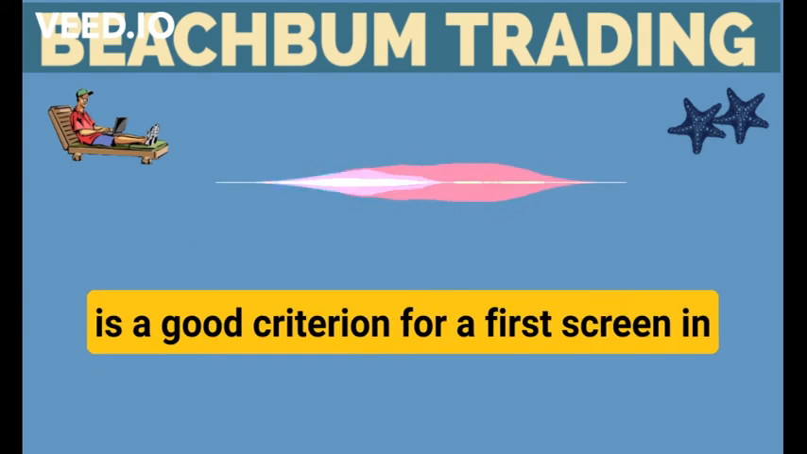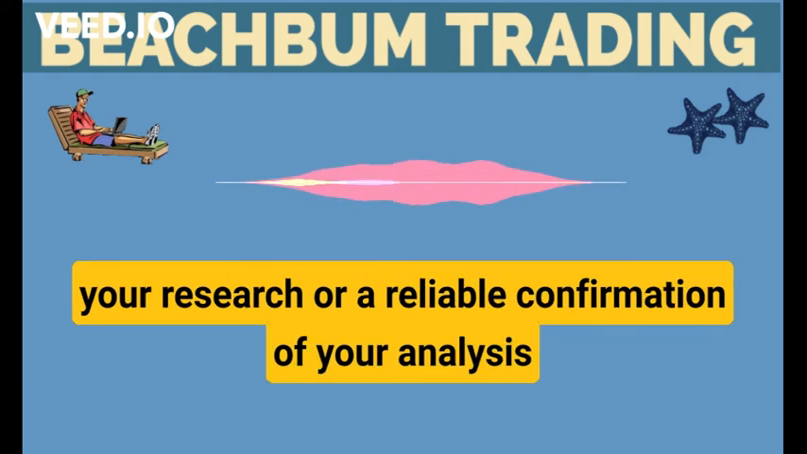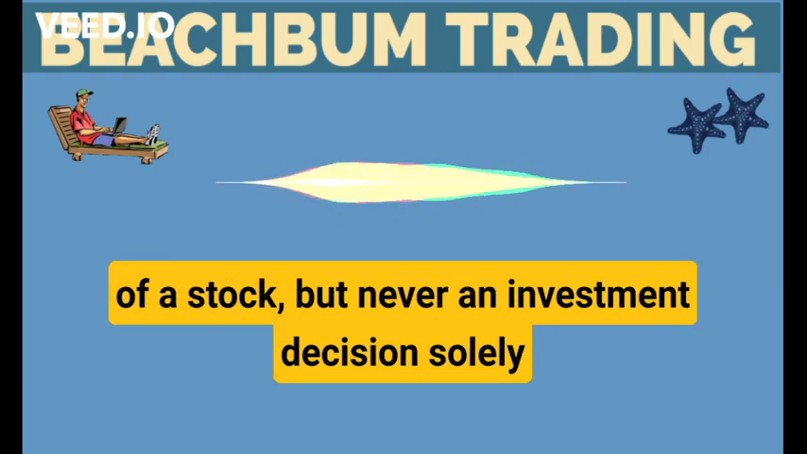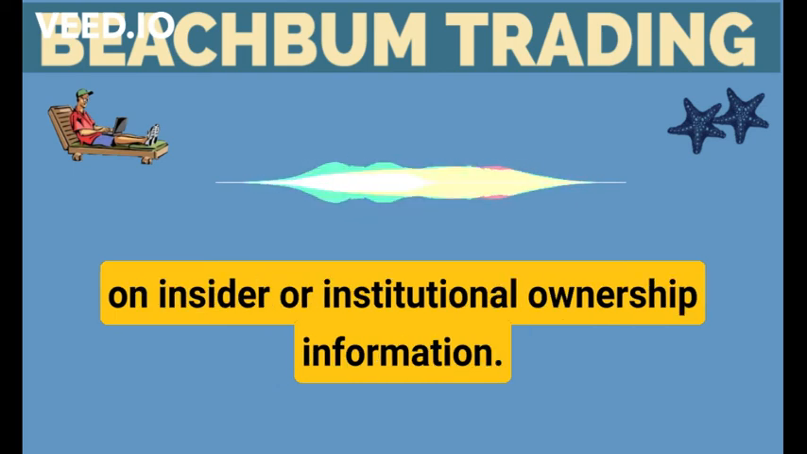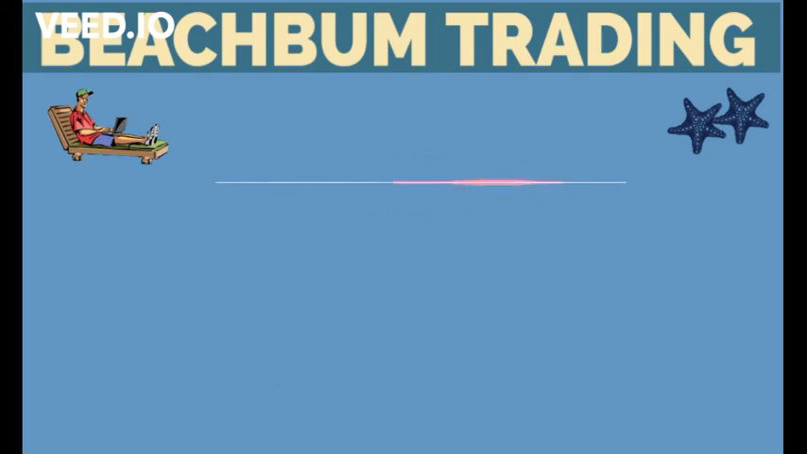The bottom line: sure, insiders and institutions tend to be smart, diligent and sophisticated investors, so their ownership is a good criterion for a first screen in your research or a reliable confirmation of your analysis of a stock. But never base an investment decision solely on insider or institutional ownership information.